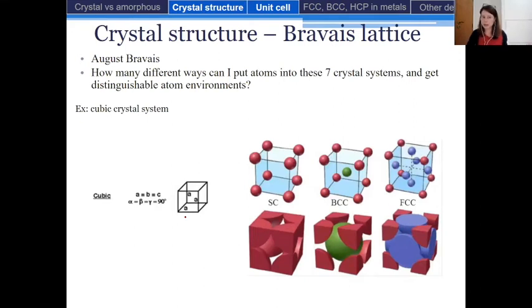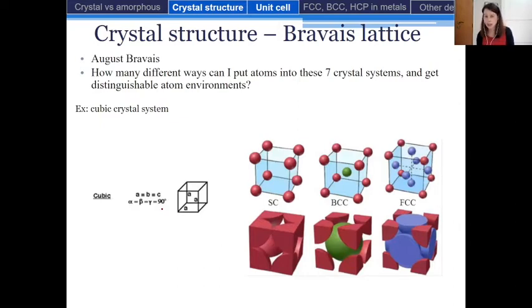And after having described the 7 unit cell geometries, or 7 crystal systems, Auguste Bravais in the 19th century wondered how many different ways can I put atoms into these 7 crystal systems and get distinguishable atom environments. So in fact, yes, you can consider one crystal system, and maybe there are different ways of filling these crystal systems with atoms. Okay, so let's take the example of the cubic crystal system that will be part of the focus of this class. So the cubic crystal system, as we described, has some specificity: A equals B equals C, and the 3 angles are equal to 90 degrees.